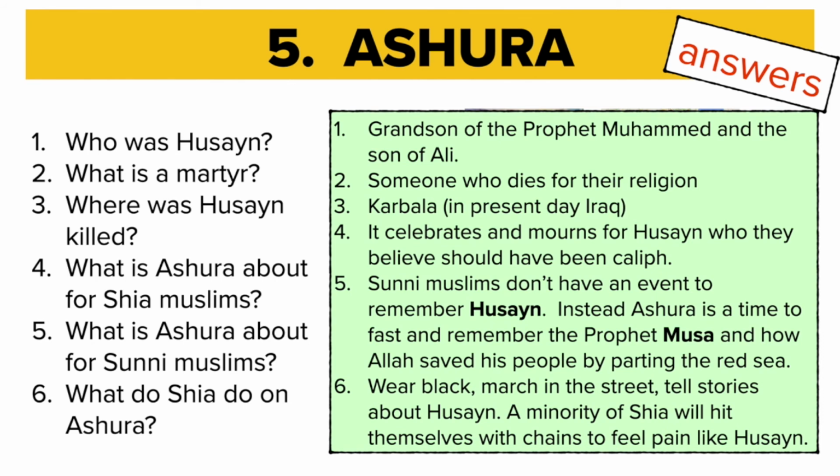So what do Shia do on Ashura? Well, here are some examples, and you want to remember a few of these. Wearing black is very common. Marching on the streets. In fact, this happens in London as well. There'll be an annual march. They'll tell stories about Hussein, who he was, what he stood for.